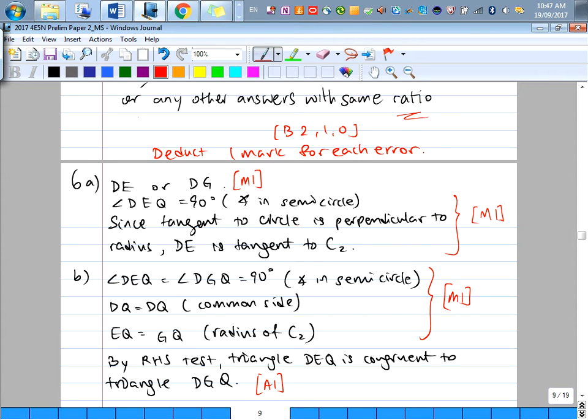So there are two types of proofs involved in this question. First, angle in a semicircle. Second, tangent to circle is perpendicular to radius. So you must show me these two. You need both of these reasons in order to get 1 mark. Yeah, DE or DG, you just get 1 mark. The reasons are the same. It is sort of symmetrical.